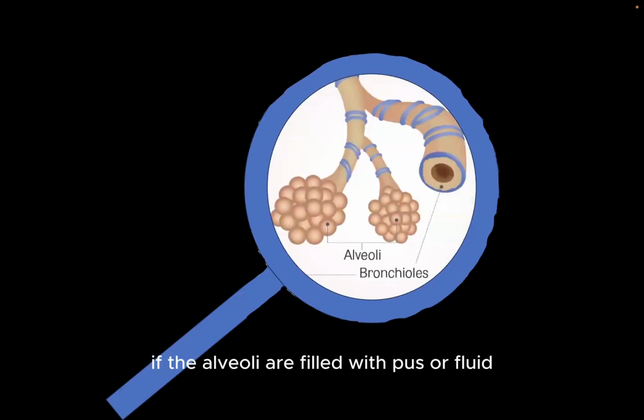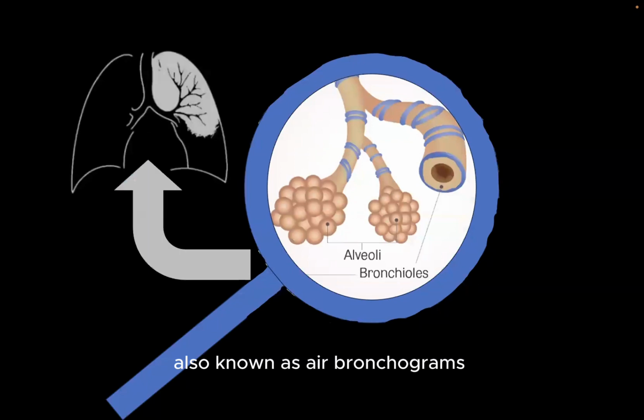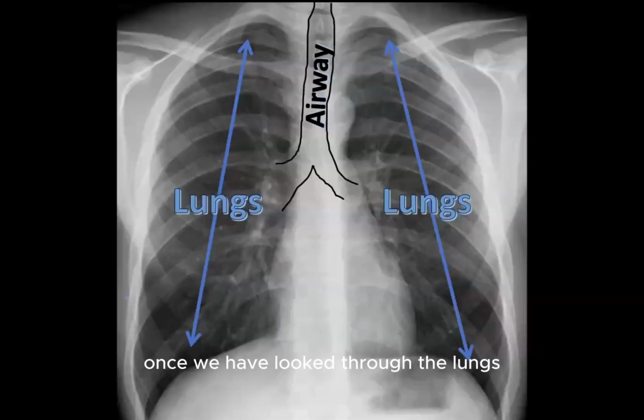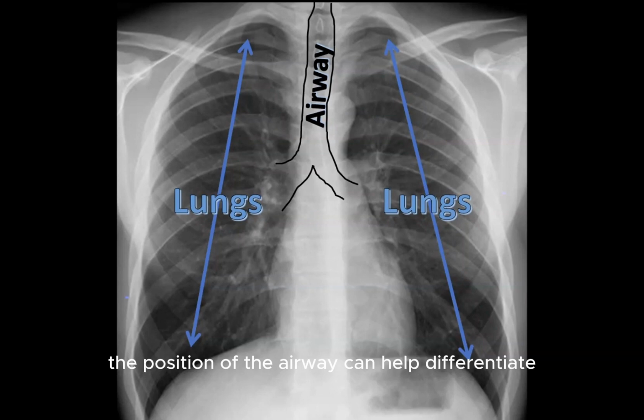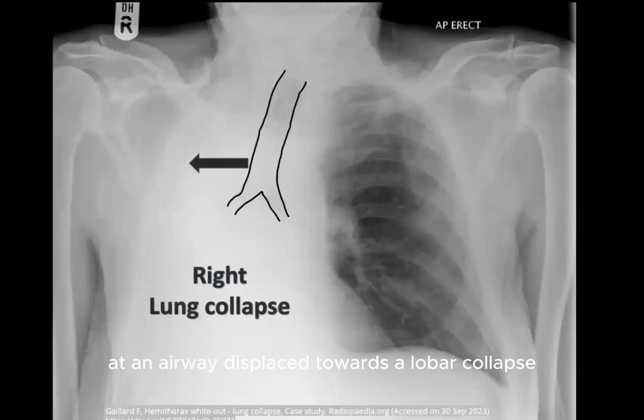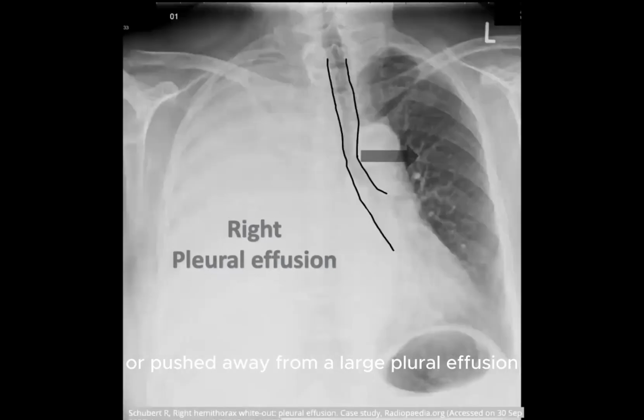If the alveoli are filled with pus or fluid, the opposite is true, and now we'll see dark lines representing the bronchiolar tree, also known as air bronchograms. Once we have looked through the lungs, we'll look at the airway. I find this order quite helpful since the position of the airway can help differentiate between different lung pathologies. Either we will look at an airway displaced towards a lobar collapse or pushed away from a large pleural effusion.